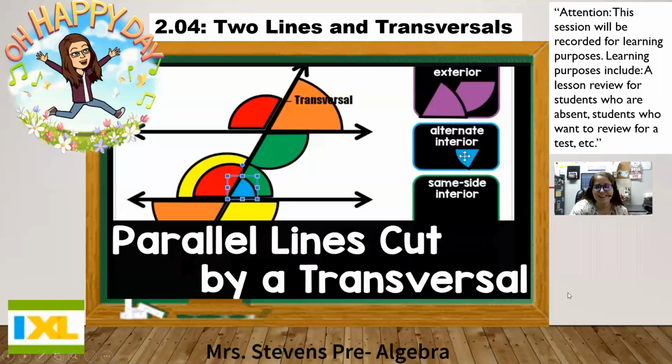Hey everyone. So this is where we're going to look at 2.04, two lines and transversals, and this is going to go along with what we're going to look at with 2.05 and then what we're going to do with the IXL assignment. So today we're talking about parallel lines cut by a transversal, and what does that mean?